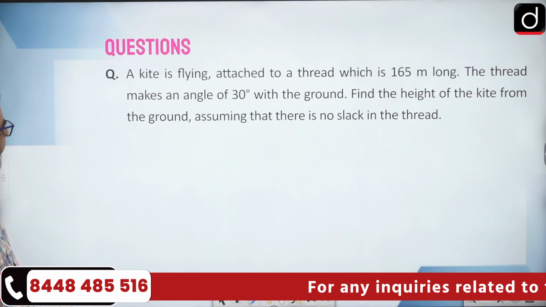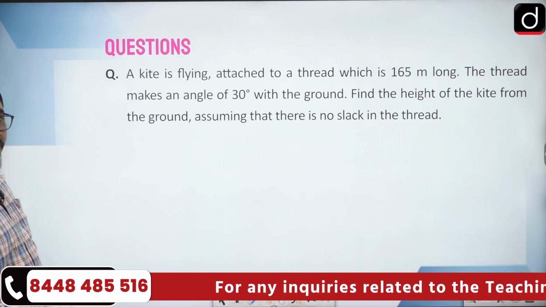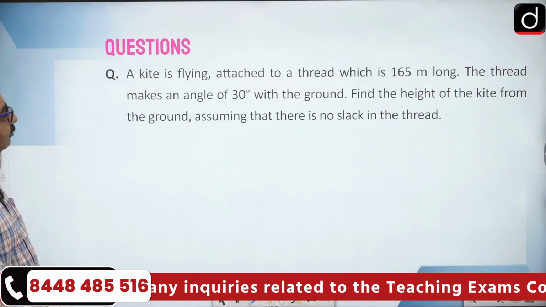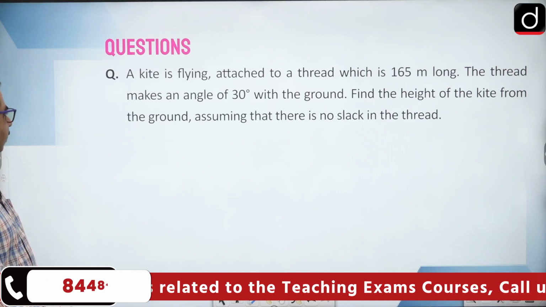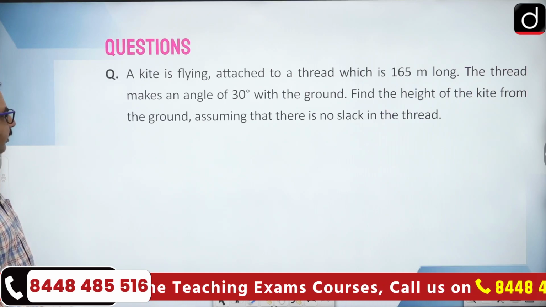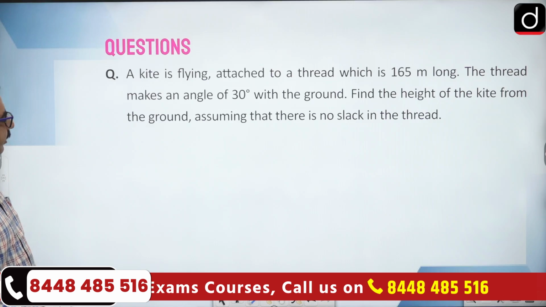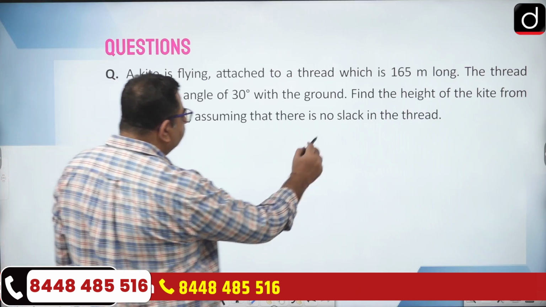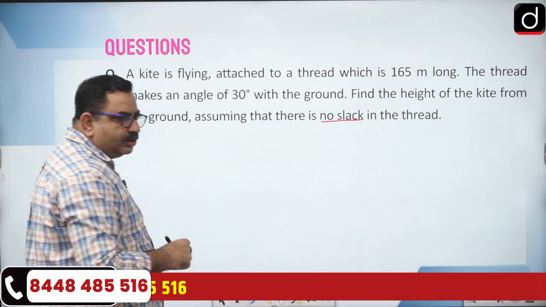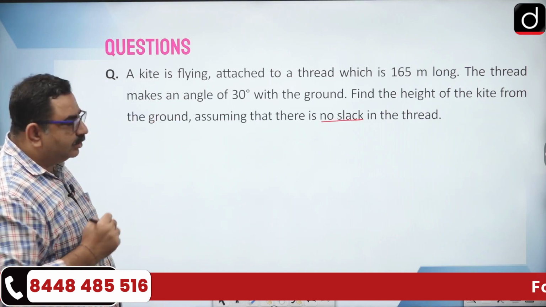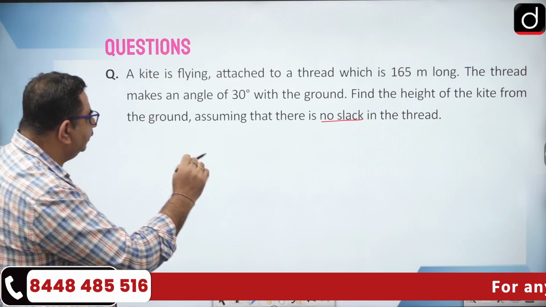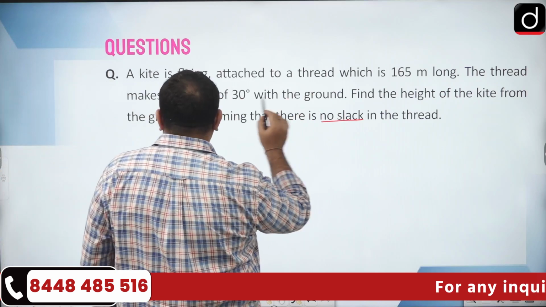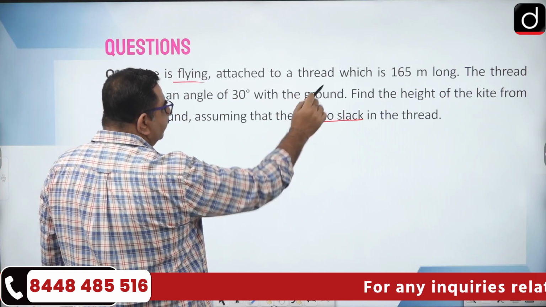Okay, a kite is flying attached to a thread which is 165 meter long. The thread makes an angle of 30 degrees with the ground. Find the height of the kite from the ground, assuming that there is no slack in the thread. So no slack means it is not loose, that is completely in tension. So this is a very simple question.